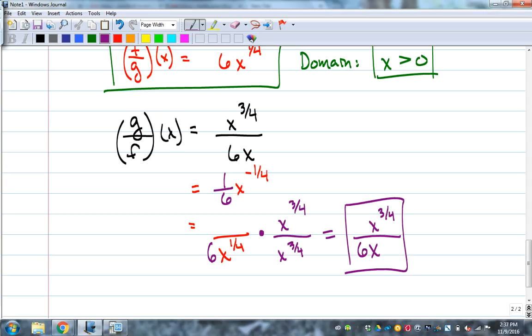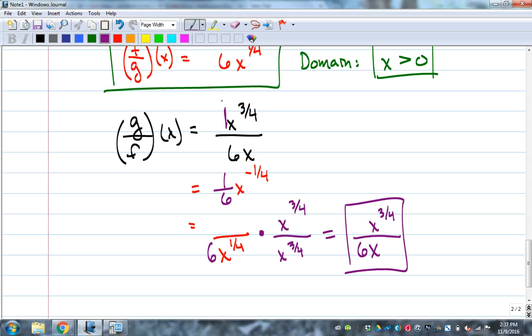The negative 1/4, it's kind of going to the top. The answer to that division part: 3/4 minus 1 is x to the negative 1/4. There's an understood 1 in front of the x to the 3/4, so that's where this 1/6 is coming from.